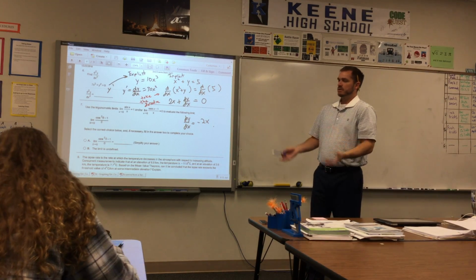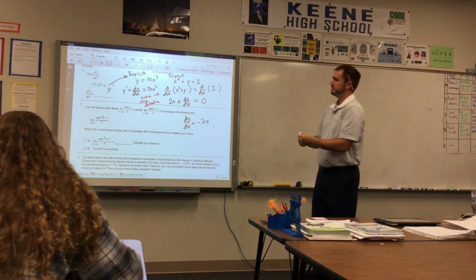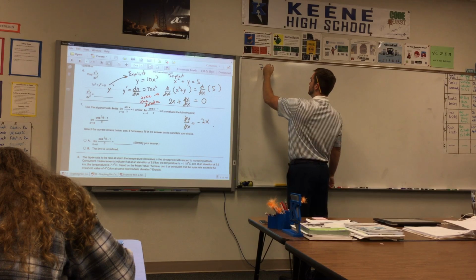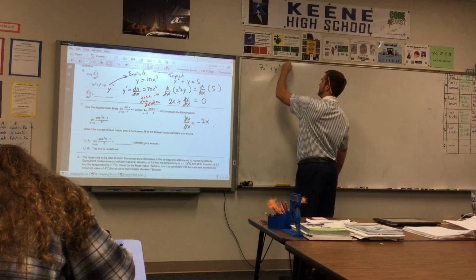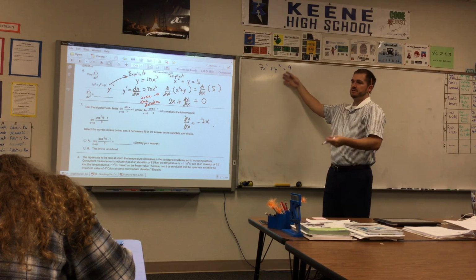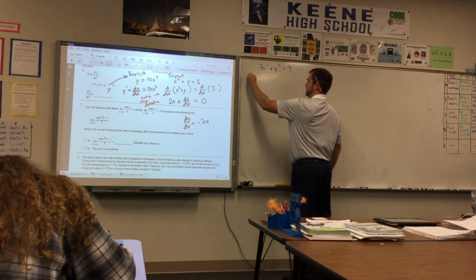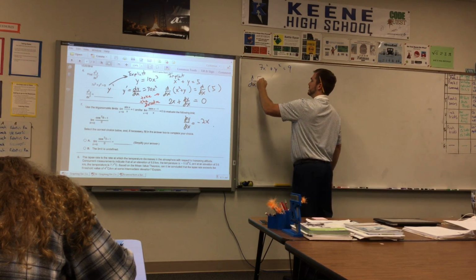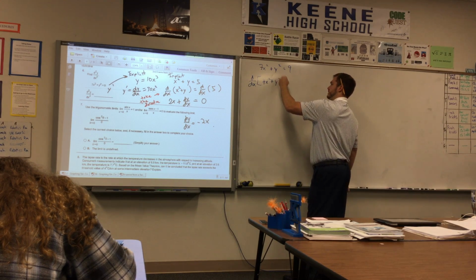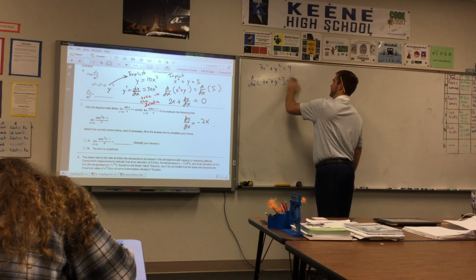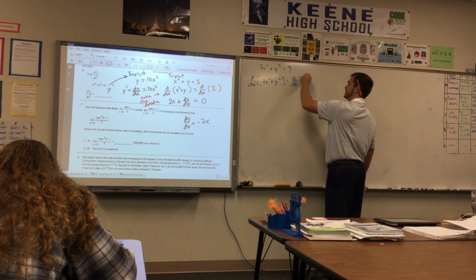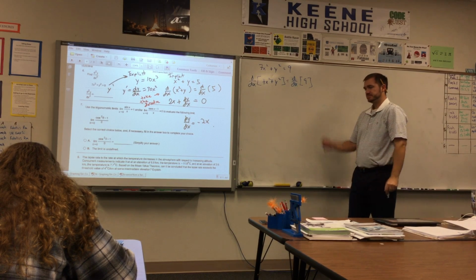All right. I think we have enough background to be able to attack this problem now. 7x squared plus y squared equals 9. I'm going to first just take the derivative of both sides. d over dx of 7x squared plus y squared equals d over dx, so take the derivative of 9.